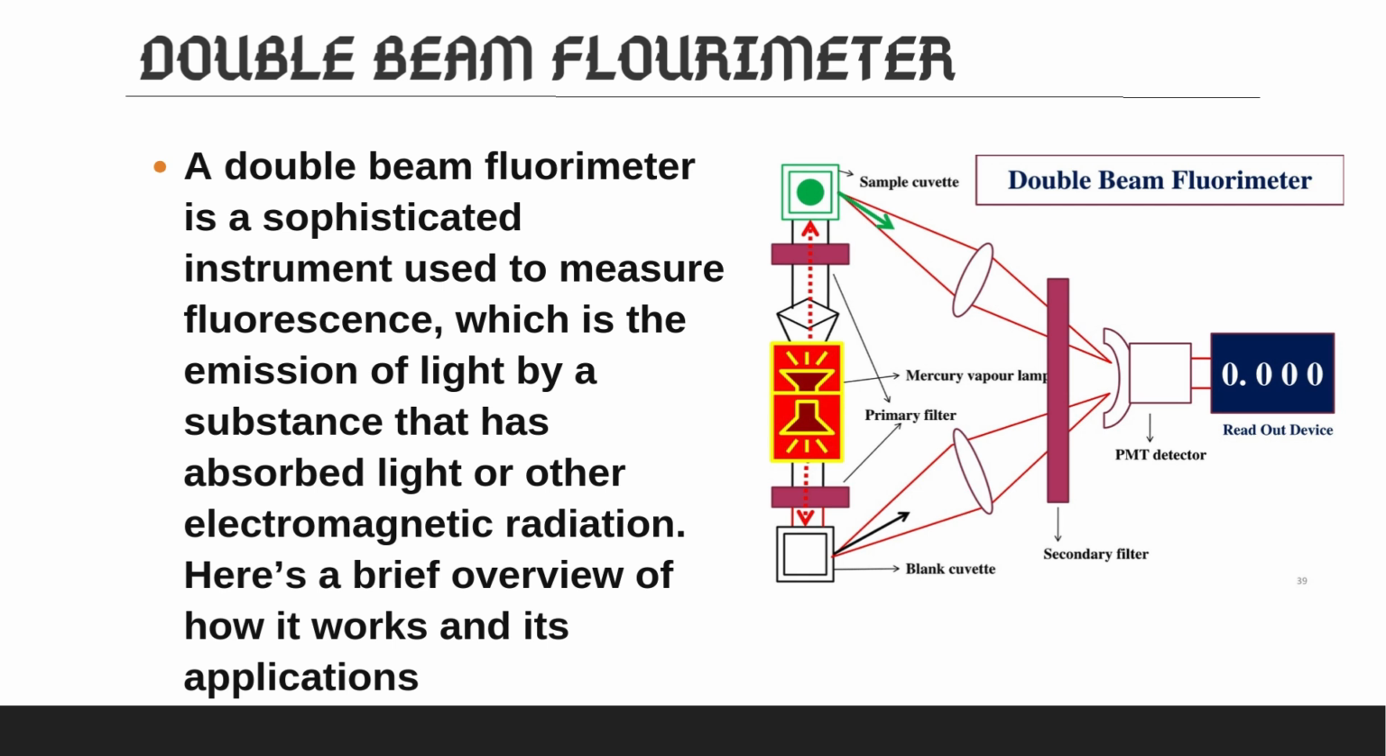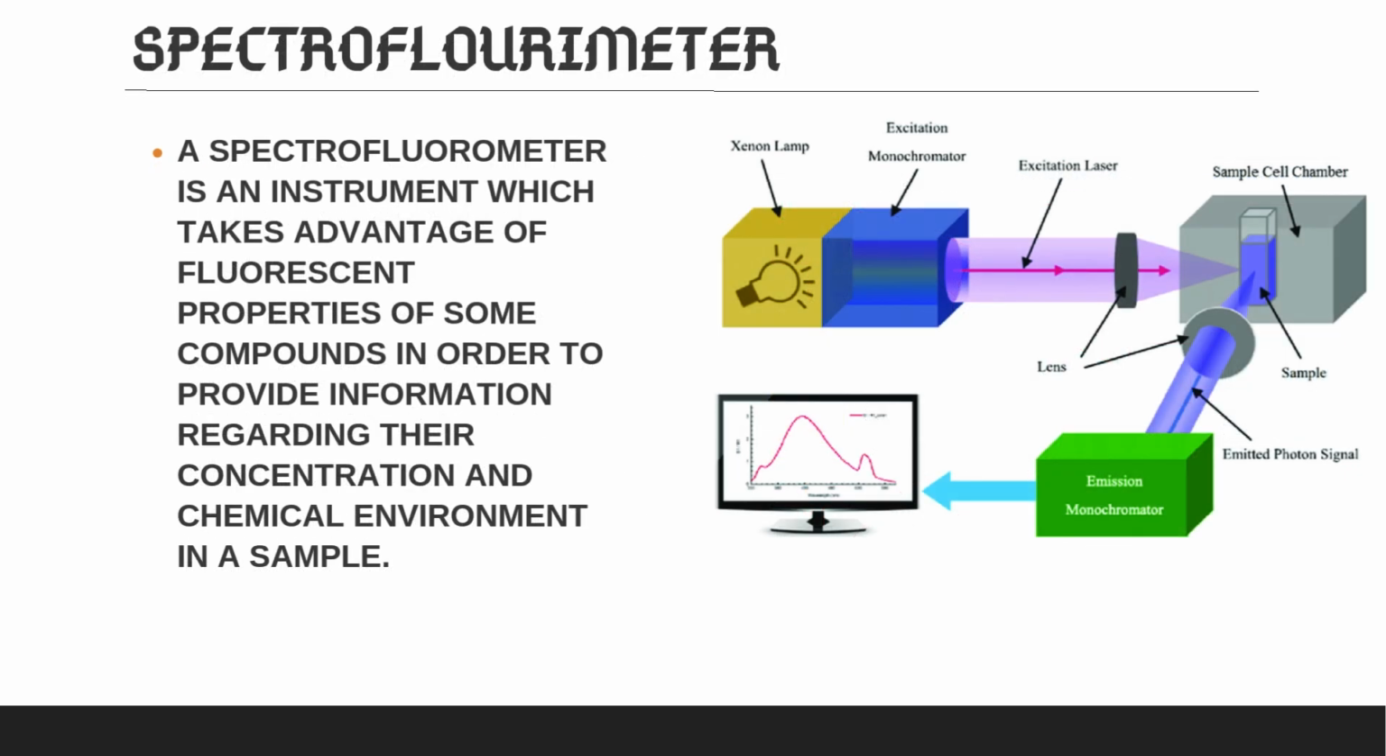Applications of the double beam fluorimeter. Biochemistry, analyzing proteins and nucleic acids. Environmental science, monitoring pollutants. Clinical diagnostics, measuring biomolecules and metabolites. Overall, the double beam fluorimeter is a powerful tool for quantitative fluorescence analysis, providing more consistent and precise measurements than single beam systems.